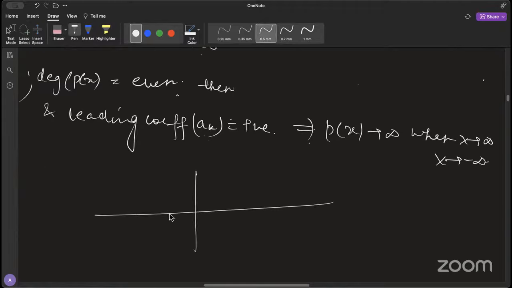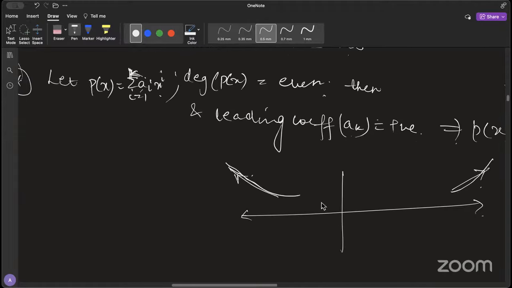End term behavior means we don't know what's happening here in the middle, but when x tends to infinity, your px tends to infinity. And when x tends to minus infinity here, px also tends to plus infinity. So it's like this. Is this okay? We don't know what's happening here. Yes.